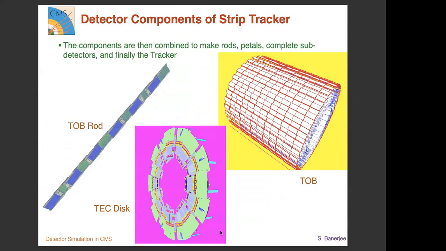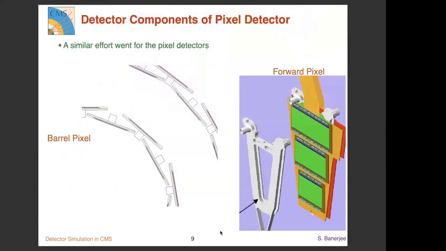The whole idea for building this geometry was that you can take away only a part of it or the whole of it. And you can utilize that in a test beam atmosphere, or you can define it in the overall CMS system. The same thing was followed for the pixel detectors as well.